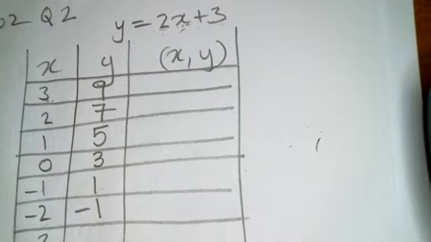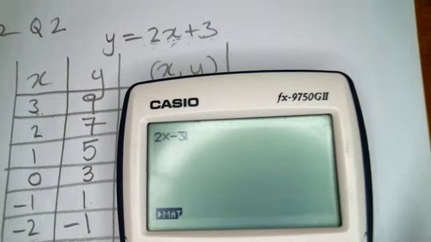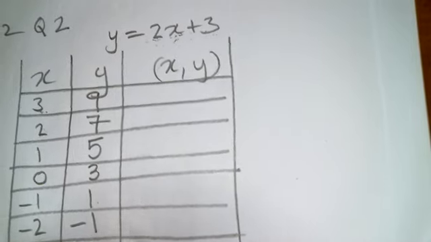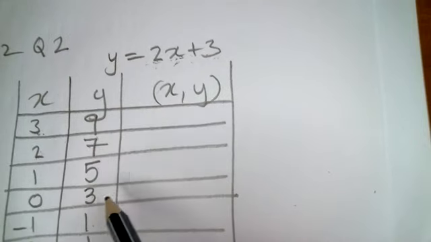Next one's -3. I'm going to have 2 lots of -3 plus 3, and I got negative 3. Notice there's a pattern here: 9, 7, 5, 3. It's going down in twos. 1, and then negative 1, and negative 3, that would be negative 5, and so on.